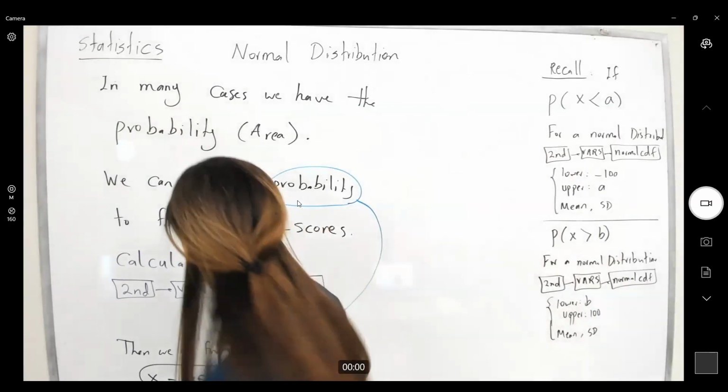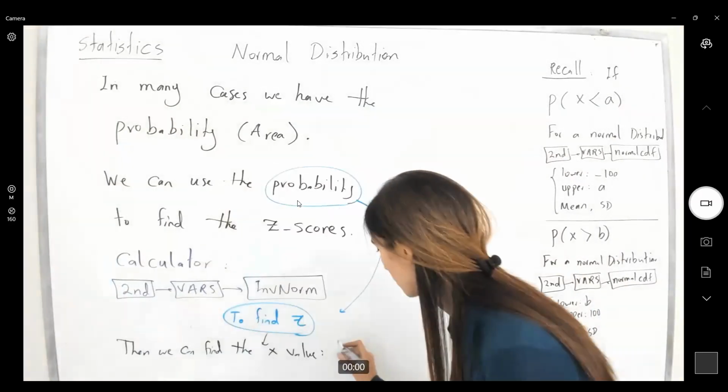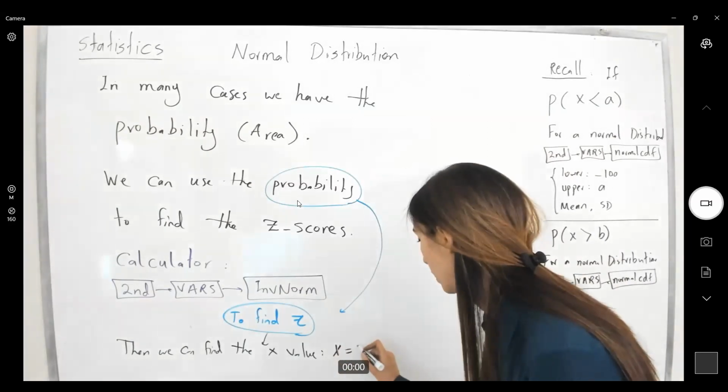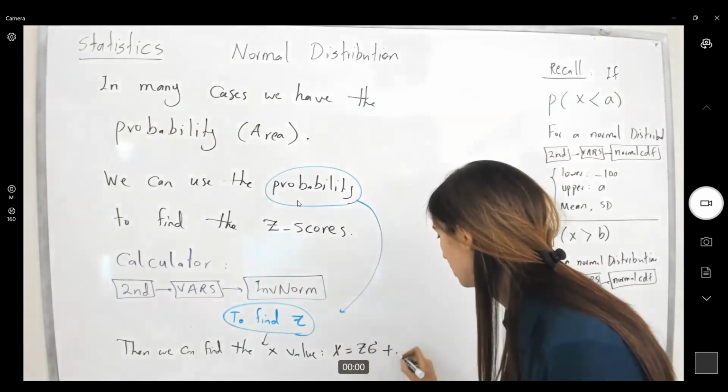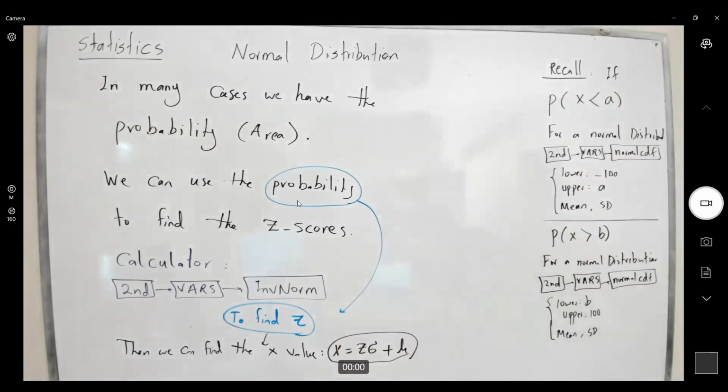See this before: X is Z times sigma plus the mean. Very good. Let's go to the board and see what we have.